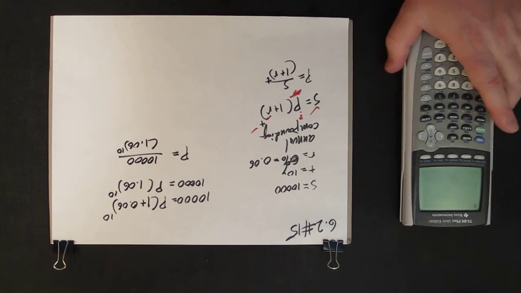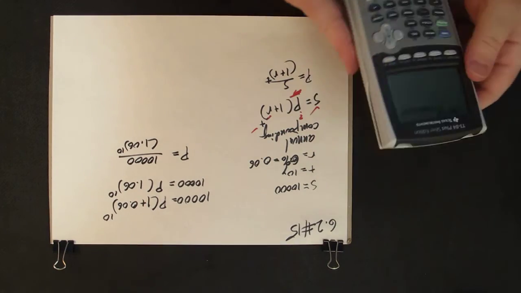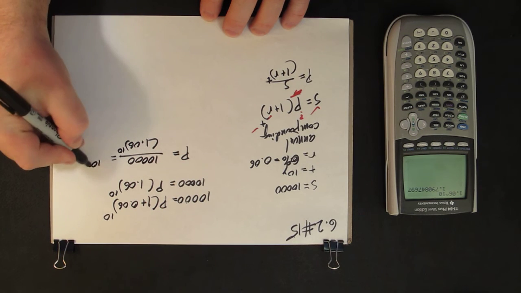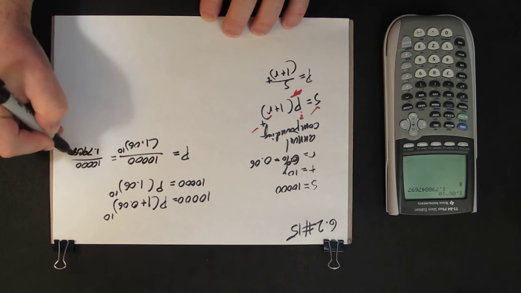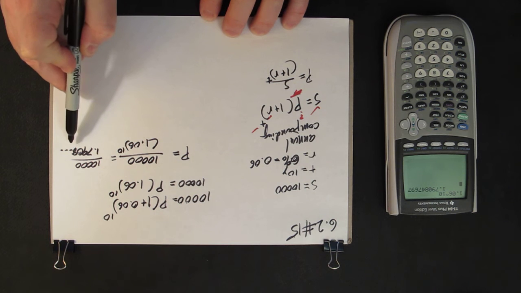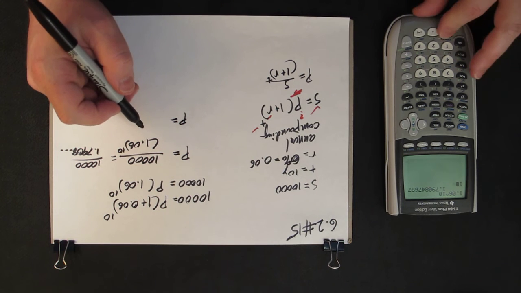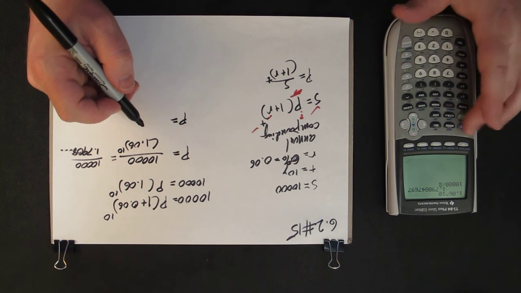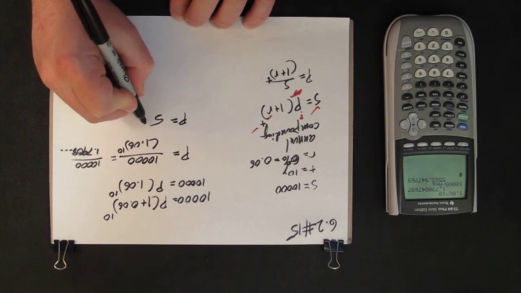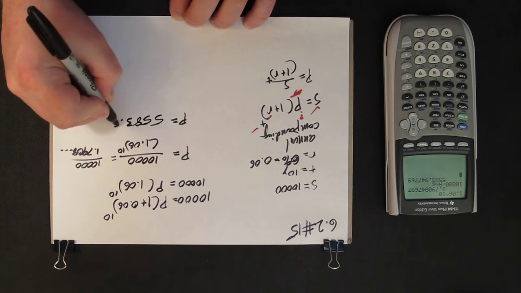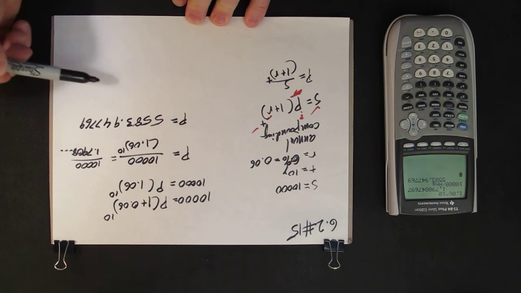So that is 1.06 raised to the 10th. So 10,000 divided by 1.7908, and right now you want to keep all these decimals in the internal calculation. So 10,000 divided by that gives 5,583.947769.